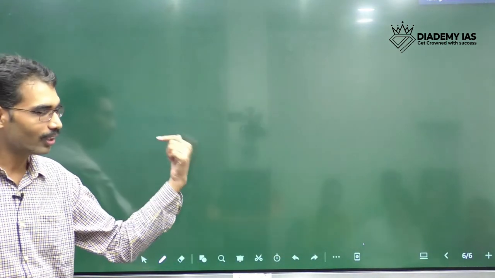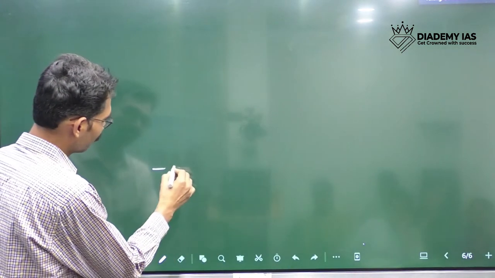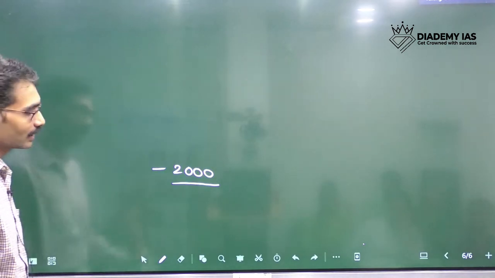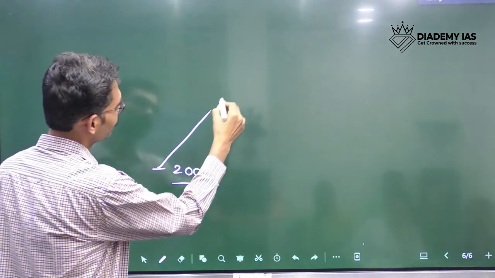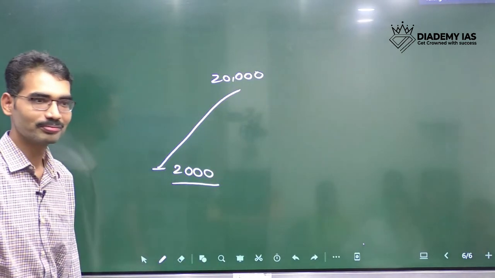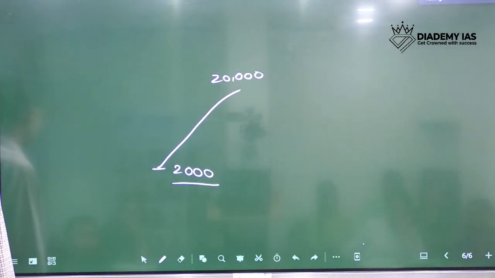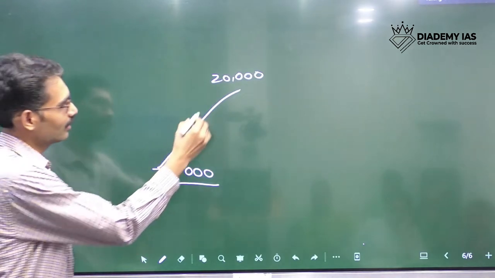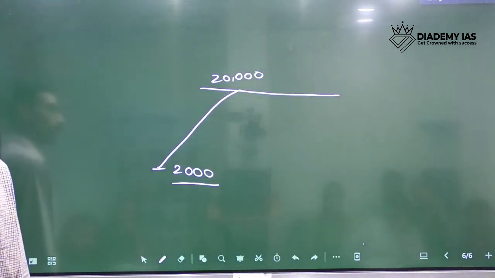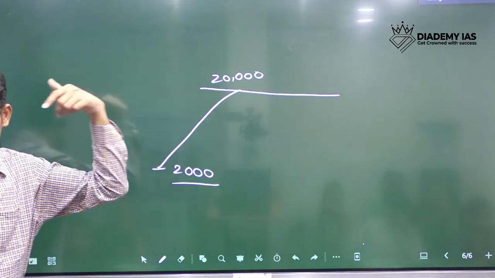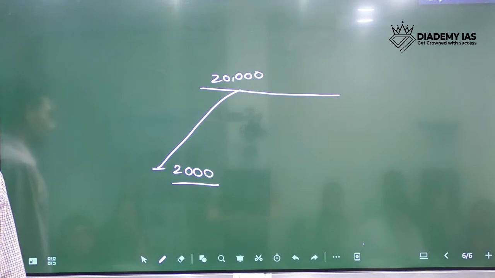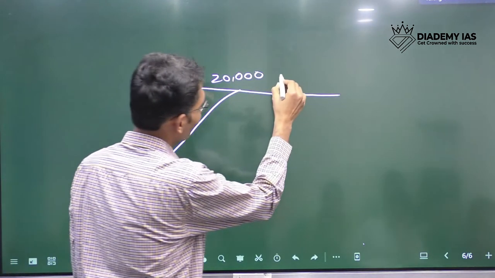Before the Second World War, they had around 2,000 tons of gold. But gradually, it went to 20,000 tons of gold. Now you can imagine their trade and their products made them so prosperous. This is one of the reasons for the rise of America as one of the superpowers in the world. But again, they could not maintain this.